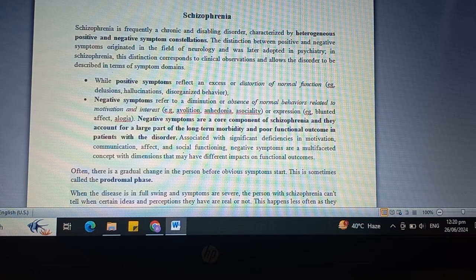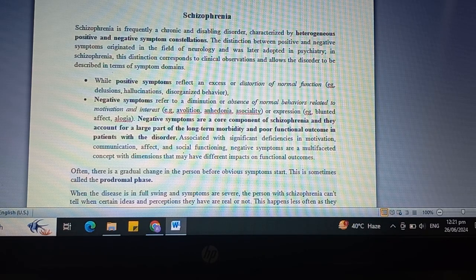The distinction between positive and negative symptoms actually originated in the field of neurology, and was later adopted by psychiatry. So in schizophrenia, the distinction corresponds to clinical observation and allows the disorder to be described in terms of its symptom domains. So as I have told you, the positive symptoms and the negative symptoms.